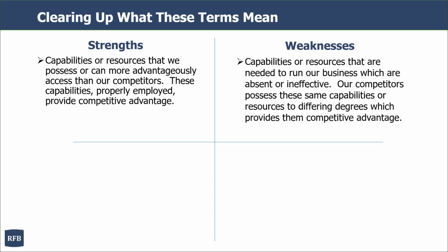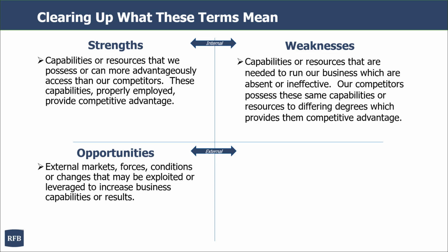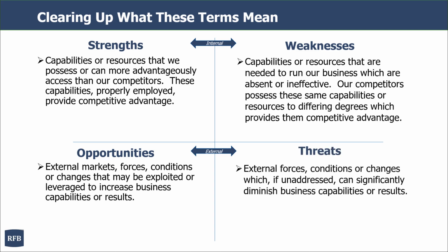While the scan for strengths and weaknesses is an internal search, as we look for opportunities and threats, we're scanning our external environment. Opportunities are those external markets, forces, or conditions or changes that we can exploit now to increase our business capabilities or our results. Threats are those situations, forces, conditions, etc., which may blindside us if we don't properly guard against them and really hurt our business capabilities or our results.